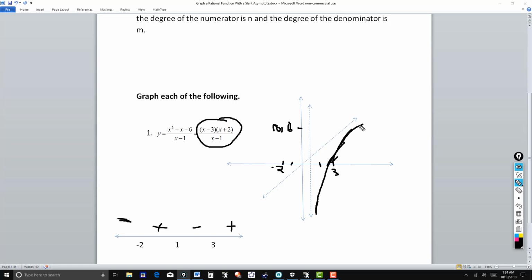If you want to be a little bit more accurate, you can plot some other points. Pick, say, 4, and you get a point up there somewhere. Or pick a positive 2, you get a point down here somewhere.